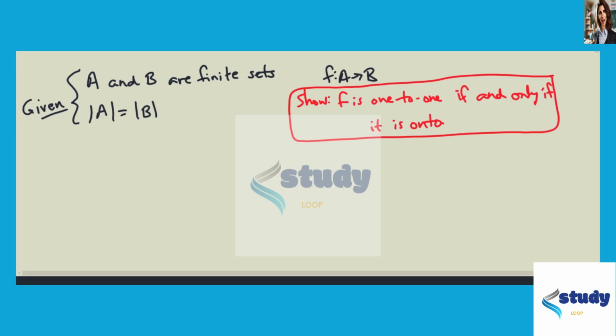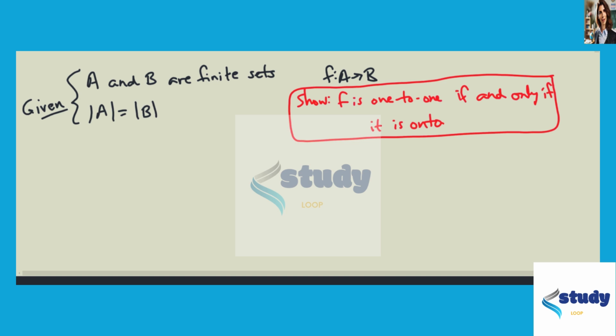For this problem, we have been told that we have two sets, A and B, and these are finite sets. In other words, there is a fixed number of elements within each set, and the cardinality of the two sets are equal. So the number of elements in set A is equal to the number of elements in set B. We're also told we have a function going from A to B.